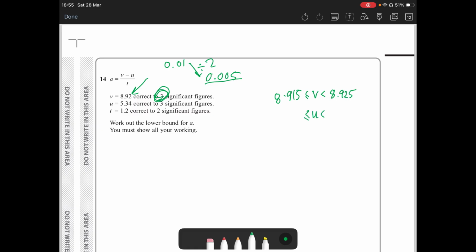Now, the second number u is actually quite similar here. So I'm not going to explain this, but I will say that the upper bound is 5.345 and the lower bound will be 5.335. And the last one only has been rounded to 2SF. So this has been rounded to the nearest tenth, 0.1. Halve that, obviously, you get 0.05. So we'll add and subtract that to 1.2 to get the upper bound is 1.25 and lower bound is 1.15.